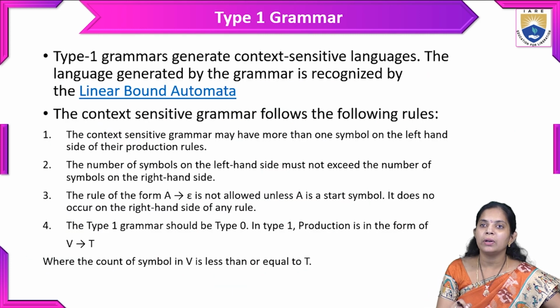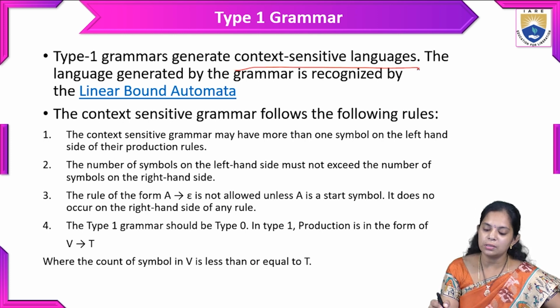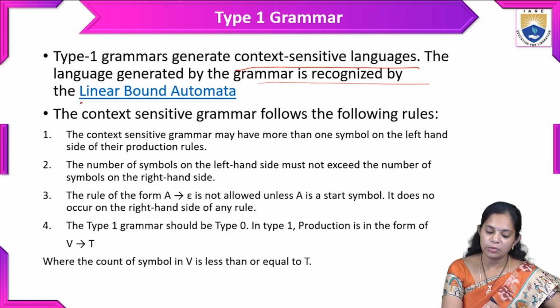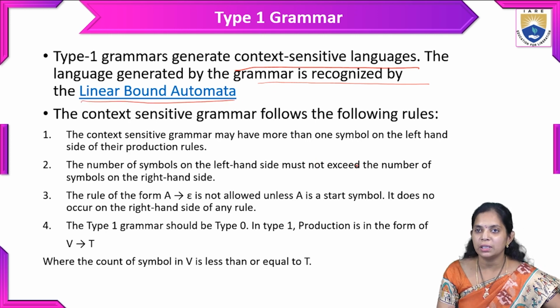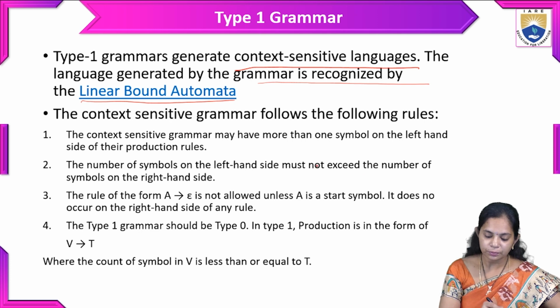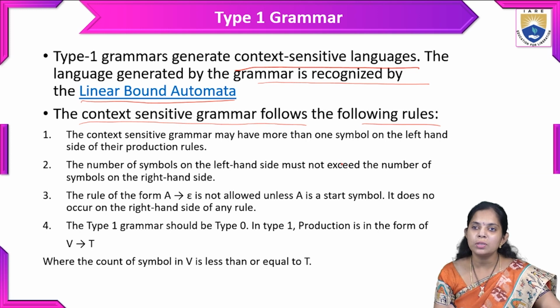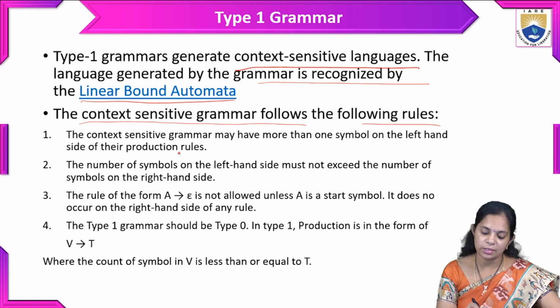And type 1 grammar. Type 1 grammar generates the context sensitive languages. We already discussed that the language generated by this grammar is recognized by the linear bound automata. The context sensitive grammar follows this rule. So what are the rules we need to follow for the context sensitive grammar?